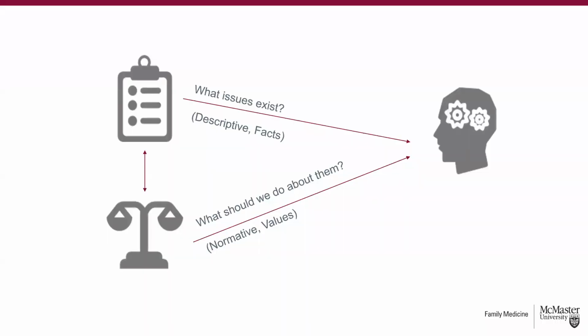So here's a little heuristic to think about the types of evidence that qualitative research might contribute to health policy decision making. So first, we could think about qualitative research as eliciting descriptive evidence about what issues exist or what relevant experiences are there. And second, we could think about qualitative research as offering some normative or values-based advice about what the decision makers should do or how they should think about these issues.